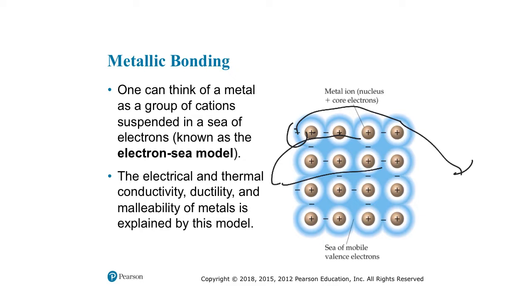And you could also explain the conductivity of metals. So if you were to take an electron away from your metal and remove an electron, all the other electrons could flow towards that missing electron. So you can explain the electrical conductivity with the sea of electron model.